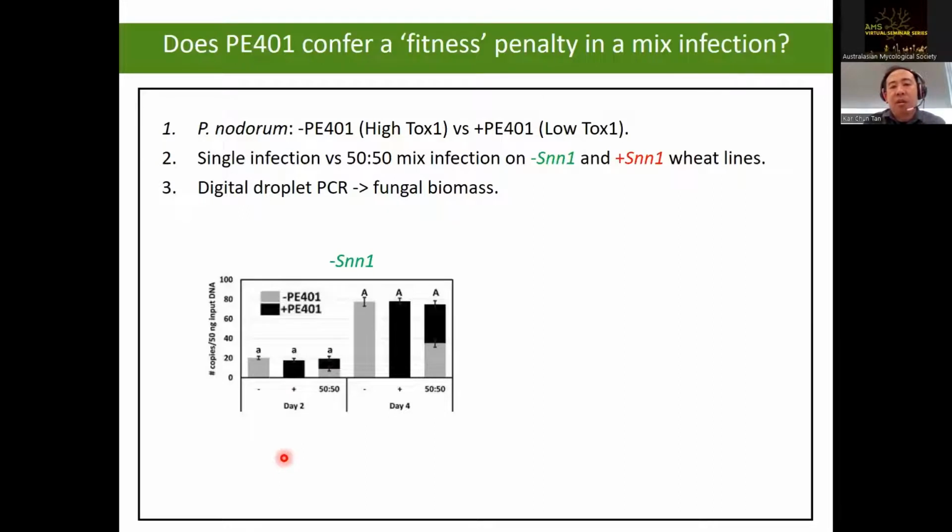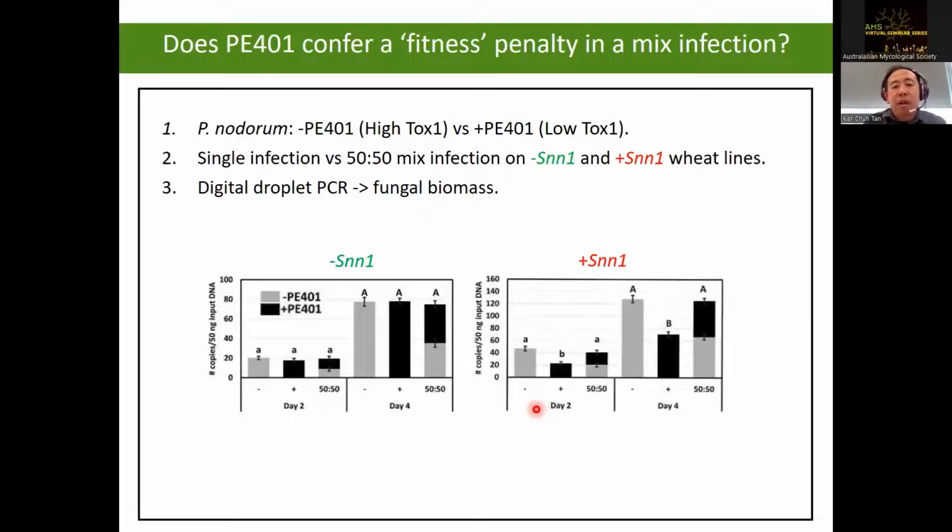But this is where it gets a little bit peculiar. We did single infection of the high TOX1 expressor versus low TOX1 expressor on a TOX1 sensitive wheat variety. Immediately you can see the high TOX1 expressor accumulates much more biomass than the low TOX1 expressor. But the surprising thing is that when we did a co-infection or mixed infection, the high expressor appears to keep the low expressor in the game. It is not eliminating or outcompeting the low TOX1 expressor in a co-infection setting, which is quite peculiar, quite odd for us, as we thought.